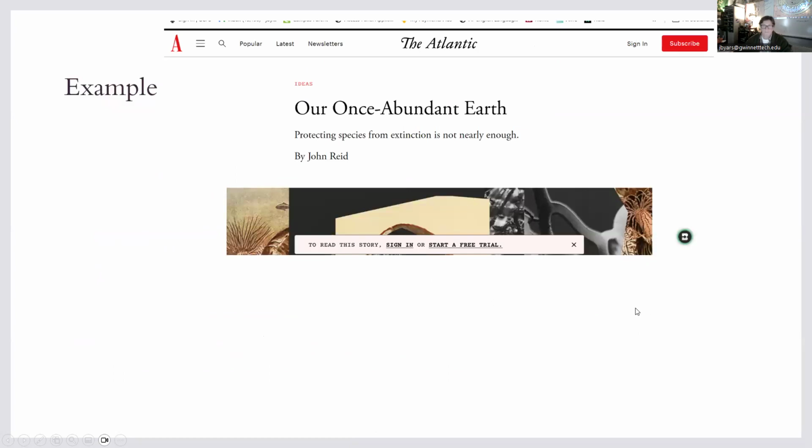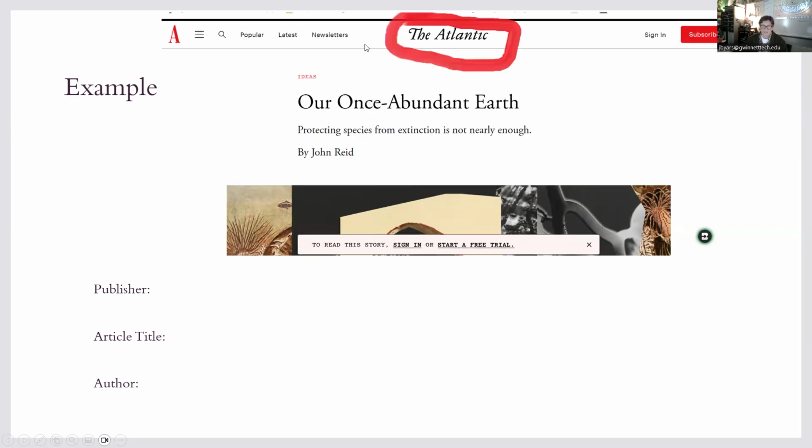Example. So here we have this article, "Our Once Abundant Earth," published on the Atlantic magazine website. All right, so a publisher, article title, and author. These are all the three things we need in a citation. So the publisher here is the Atlantic. The Atlantic is our publisher.